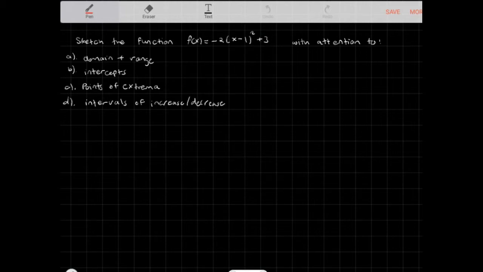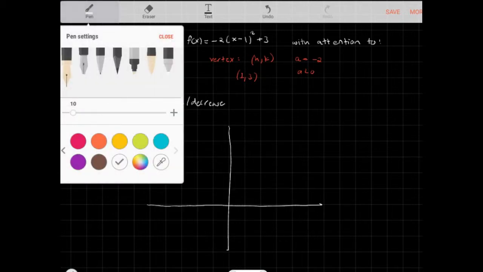Specifically, this is a quadratic function in vertex form, and we know that the vertex is going to be in the form of (h, k), right? So in this case, you have (1, 3). What I also want to do is assess the a value. The a value here is going to be -2, and a is less than 0, so it's going to be concave down, right?